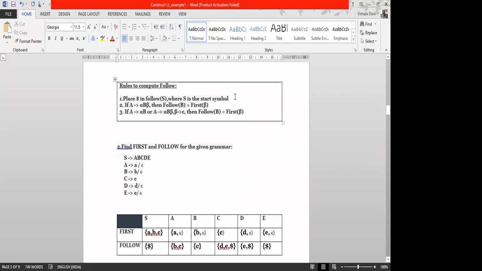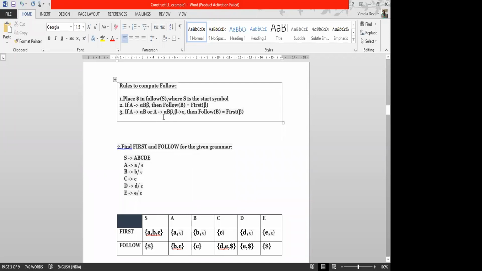The very first rule is, by default, you have to include the dollar symbol in the follow set of S, which is the start symbol of the grammar. And the second rule says that every production rule you have to match with this format. The format is A derives alpha B beta. Every time, look at which follow set you are trying to obtain. You are trying to obtain the follow set of B. If there is beta following B, then follow of B is equal to first of beta. That is the second rule. You can easily remember it.